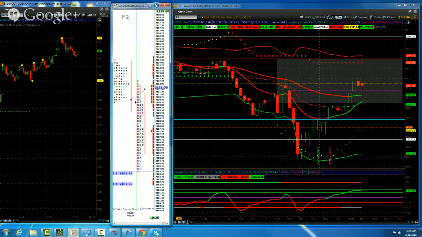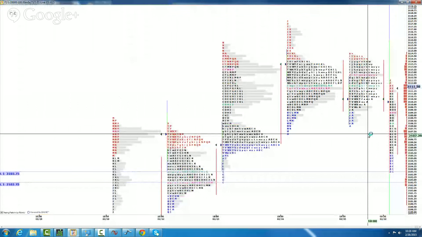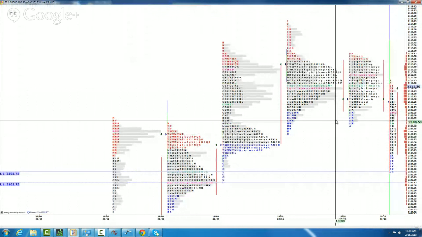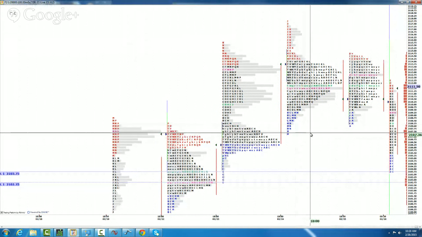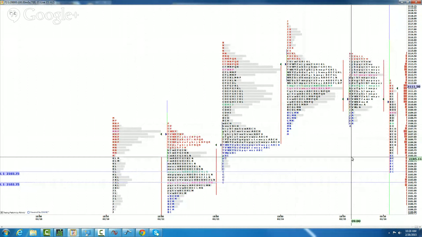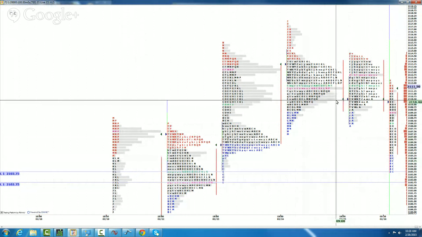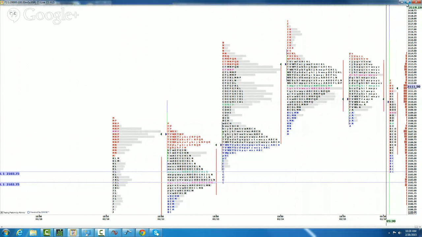This software is called Inside Edge. If you go to www.manovermarket.com and go to education, you will find a whole tutorial on the software and different formations in the profile and what they mean and what they don't mean, okay? I am only a novice, because I've been using profile for 1.5 years.